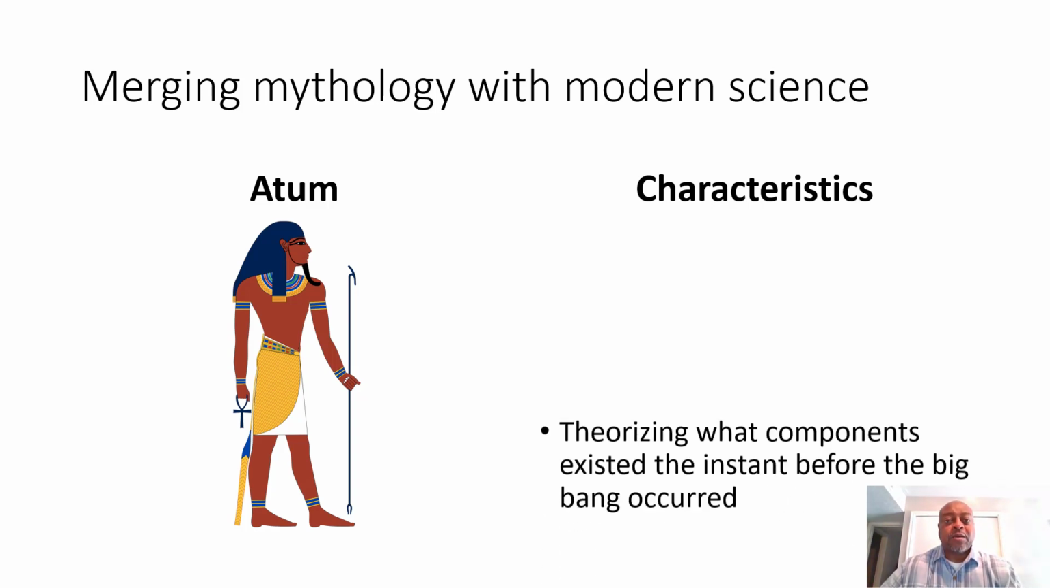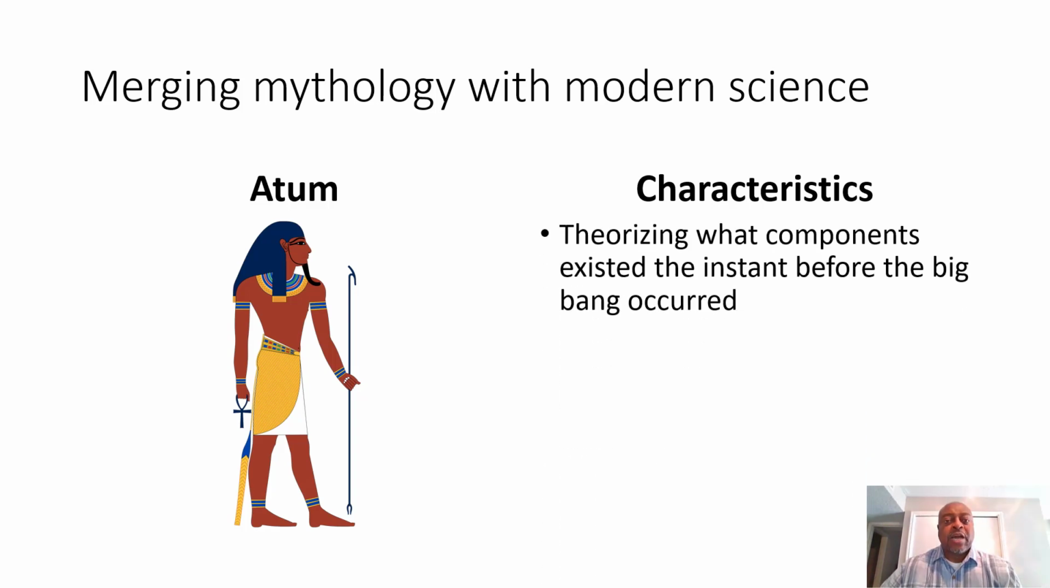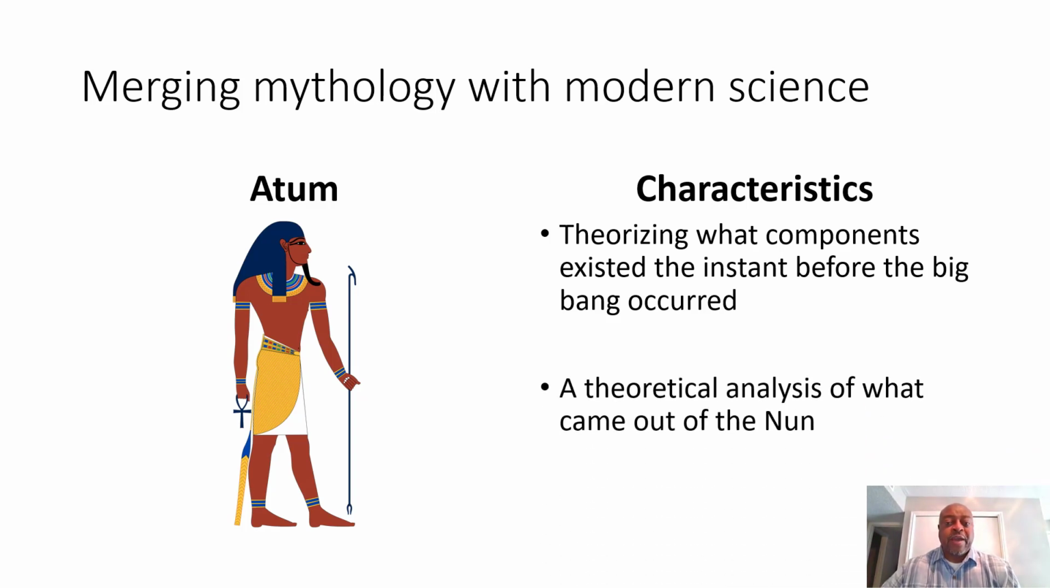Merging mythology with modern science continued. Atum is theorizing what components existed the instant before the Big Bang occurred, or what we call the Big Bang in modern times. So the ancient Africans are basically saying, hey, what happened with the universe, or what was in the universe before the Big Bang? That's what they're theorizing when they're talking about Atum. Atum is a theoretical analysis of what came out of the noon.